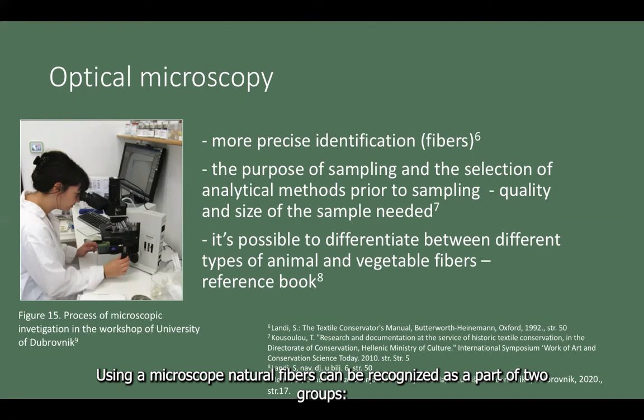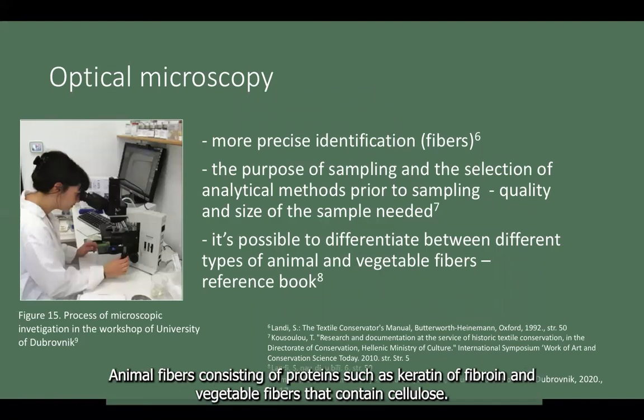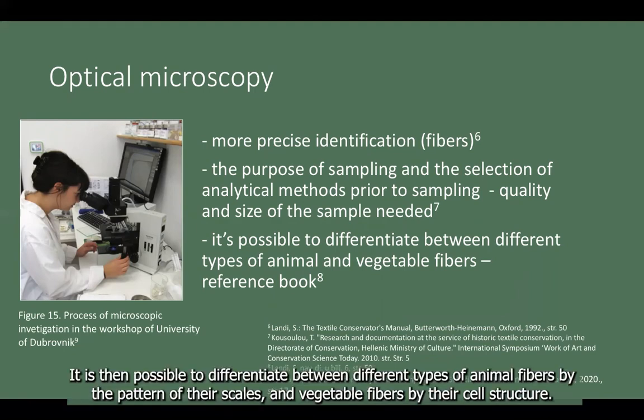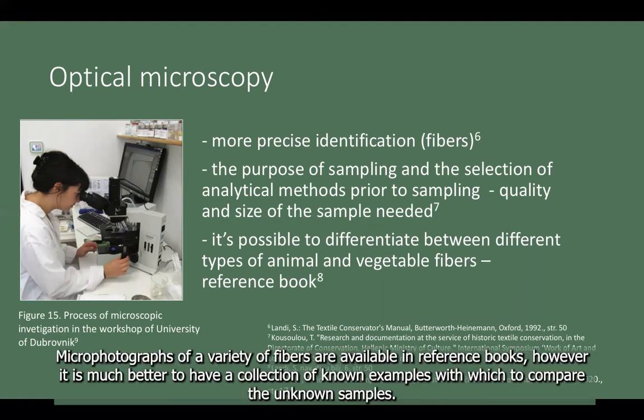Using a microscope, natural fibers can be recognized as a part of 2 groups: animal fibers consisting of proteins such as keratin or fibrin, and vegetable fibers that contain cellulose. It is then possible to differentiate between different types of animal fibers by the pattern of their scales, and vegetable fibers by their cell structure. Microphotographs of a variety of fibers are available in reference books. However, it is better to have a collection of known examples with which to compare the unknown ones.